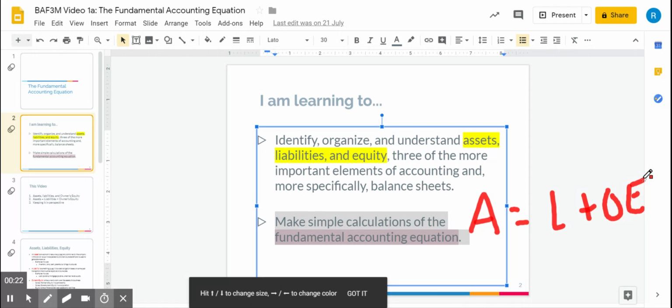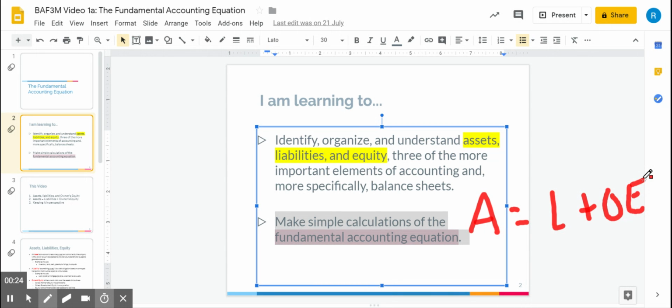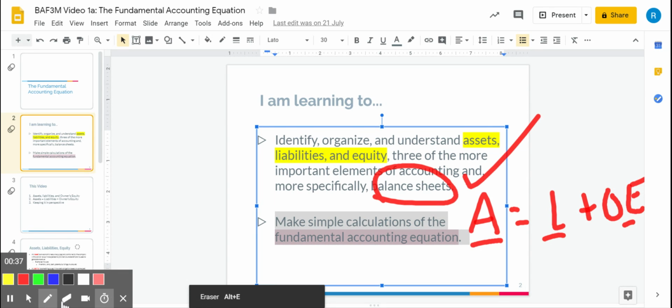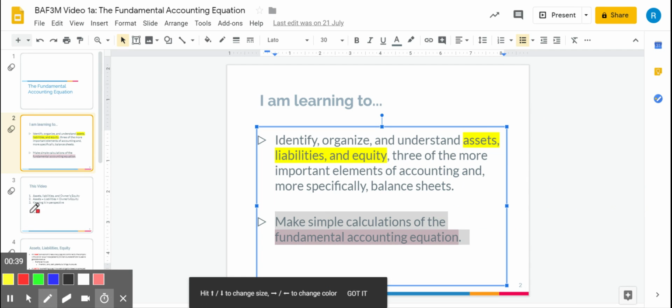The big thing in getting to this point is just understanding what assets are, what liabilities are, and what equity is. Hopefully that will start to make some sense. If you do understand these three things, you'll be in really good shape for the next lesson on balance sheets. Okay, so assets, liabilities, and equity. That's sort of the point of what we're getting at here.